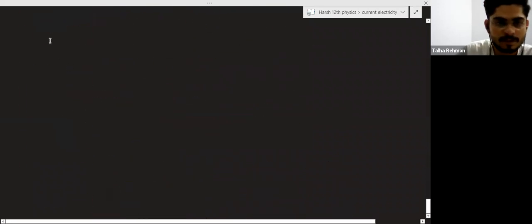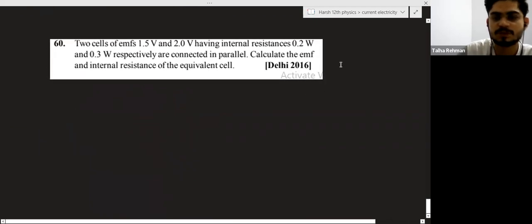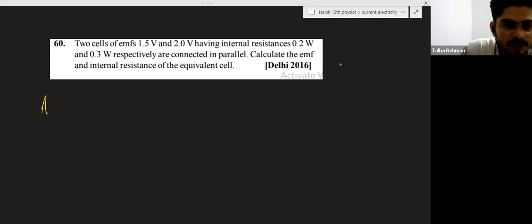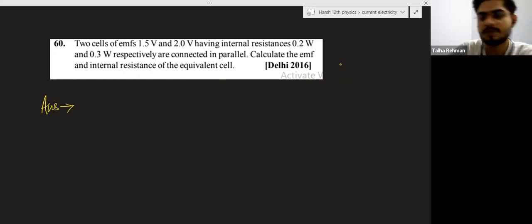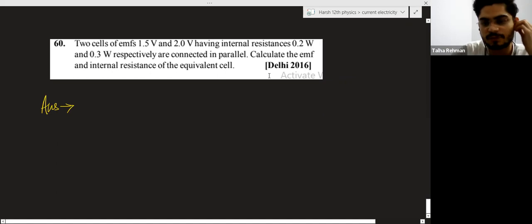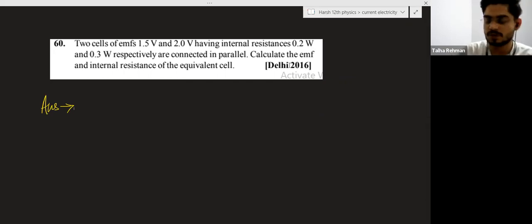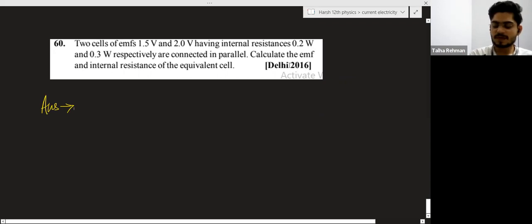So for the second question, see, this question we have already discussed, but this time the data is changed. And one thing more I want to tell you now, the parallel combination of cells is not part of your syllabus, but I am just solving this question because the parallel combination of cells is part of JEE and NEET, so that is why I have taken this question.